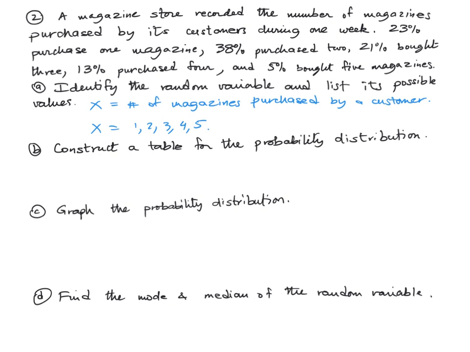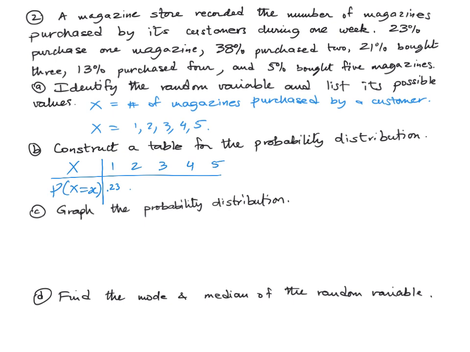Now this next question wants us to construct a table for the probability distribution. So again, I'm going to have X and the probability that X equals x. And I'm going to have 1, 2, 3, 4, or 5. And now underneath these, I want to list their probabilities. Well, the probability of getting 1 was 0.23. Remember, we don't really want to work with percents. We want the decimal version. So 23% purchased 1 magazine, so 0.23 is the corresponding probability.